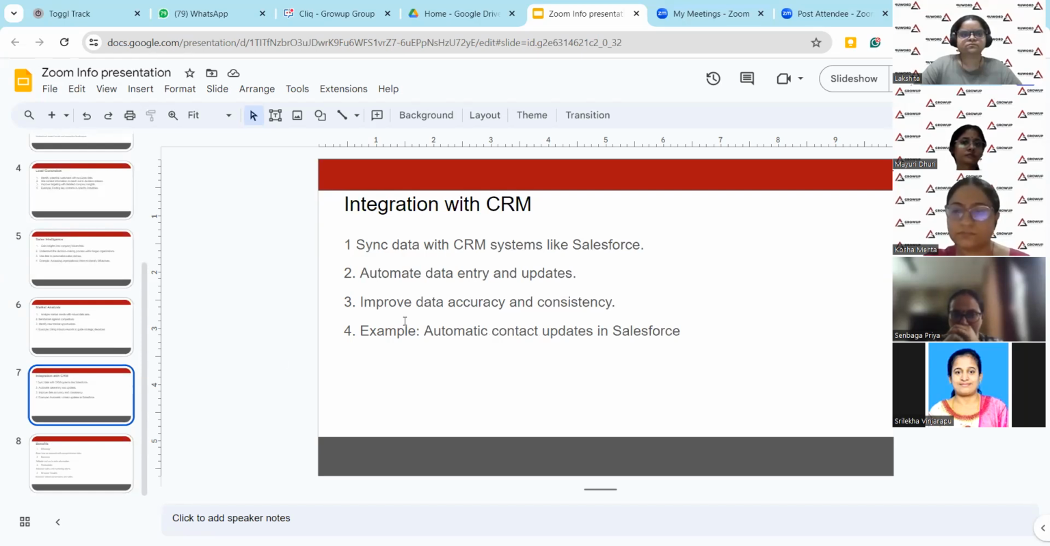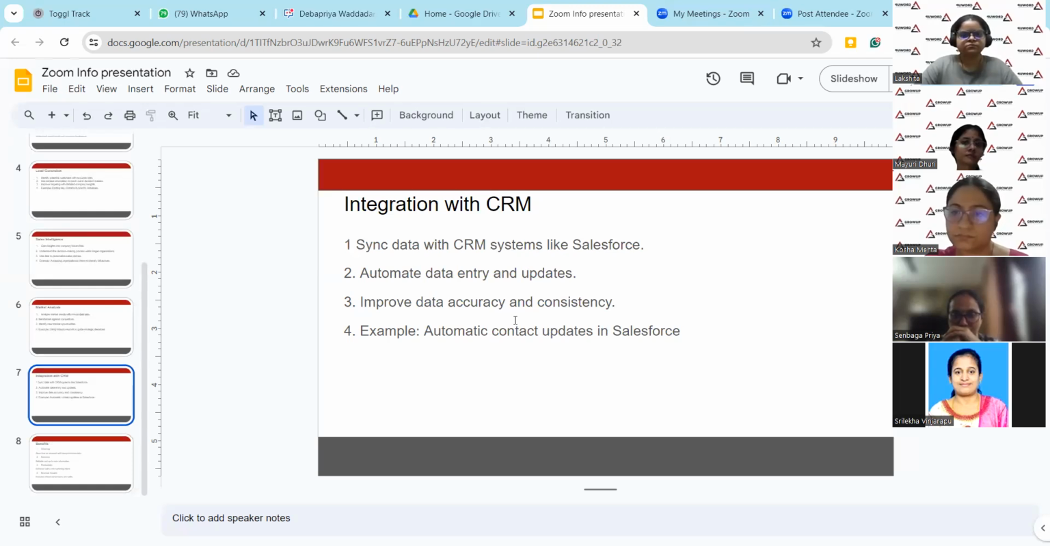So you can automate the data entry and updates in it, improve data accuracy and consistency. Whether it be Salesforce or any other kind of CRM software, you can try to sync it with ZoomInfo so that your day-to-day life becomes very easy, and extraction of the data can be saved easily.